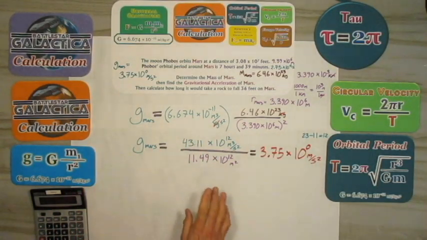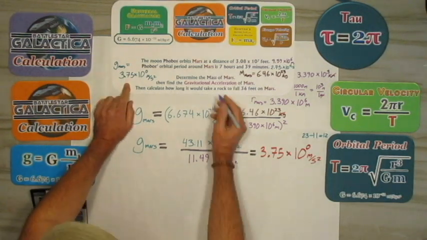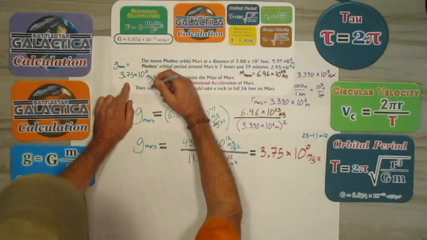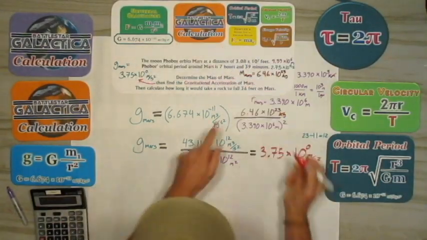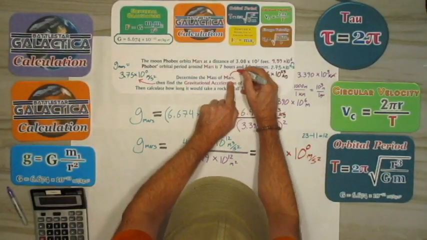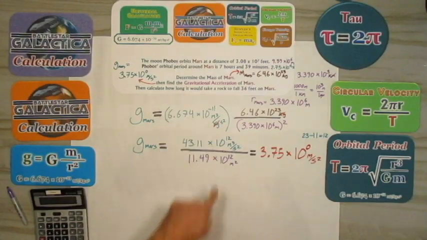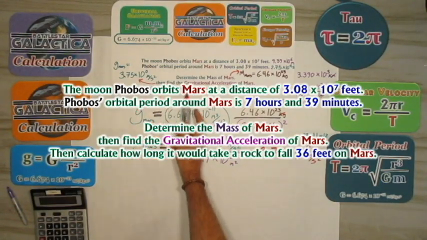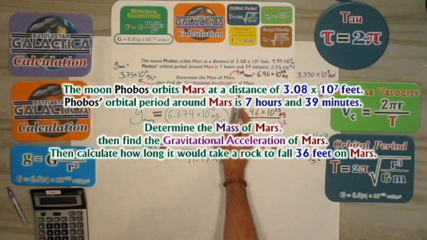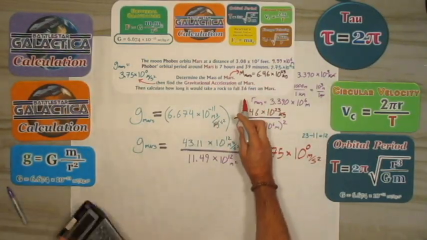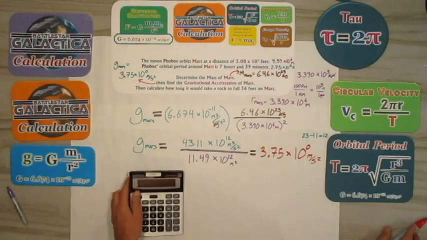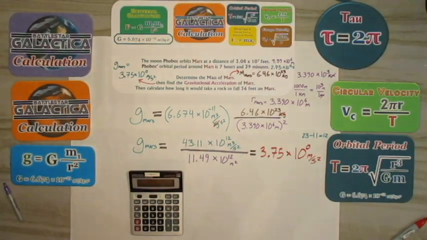Okay, so now that we've got the gravitational acceleration of Mars, guess what? That's this answer. Boom. We already have this answer, the mass of Mars. So we need one more answer. Calculate how long it would take for a rock to fall 36 feet on Mars. Well, 36 feet, you know, we got to turn that into metric units.